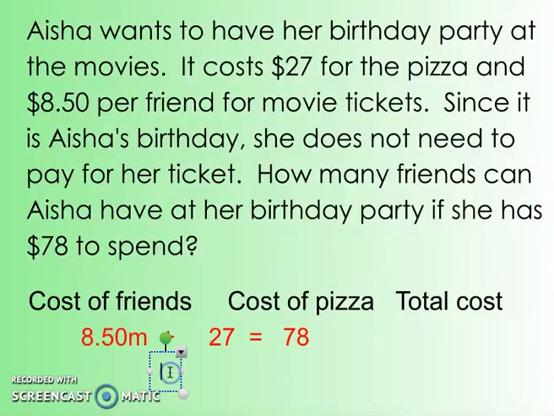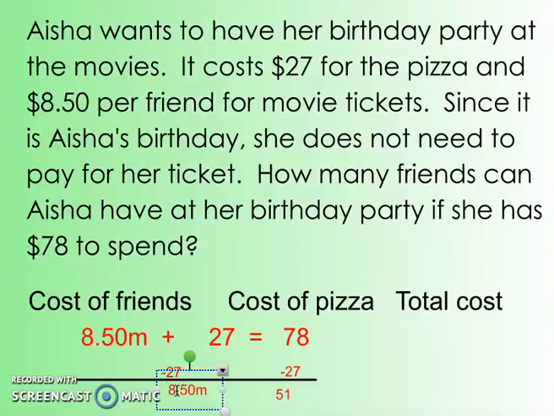Well, let's figure this out. If we, first of all, get rid of the $27, because no matter what, we have to pay that for pizza. So that is something we're stuck with. If we get rid of that, we have $78 minus $27. So we have a total of $51. And then we know it's $8.50 for every single movie ticket, which is every single friend. So if I have $8.50 times so many movie tickets, and we have $51 for that, I can actually divide this and figure out how many friends I can invite.